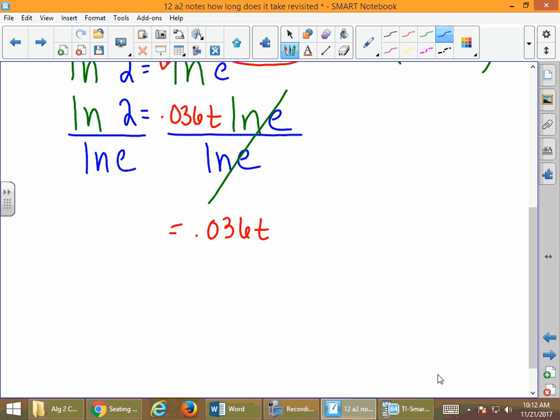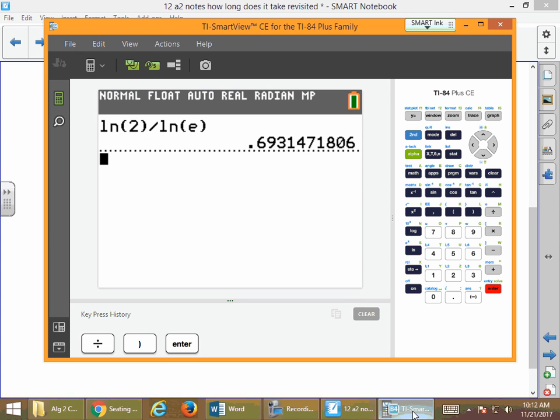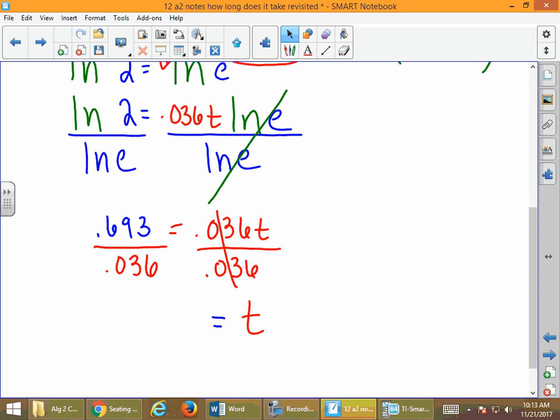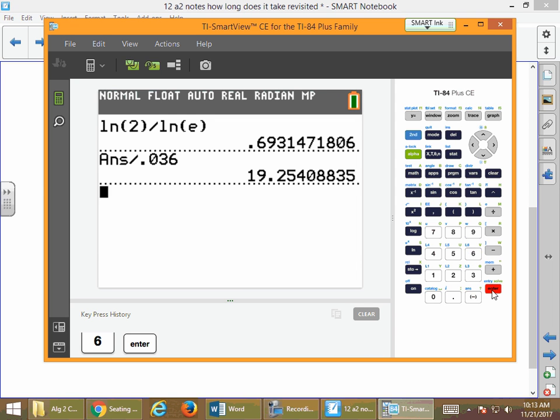So this is 0.693 over here. To finish, it's 0.036 times t. We're going to divide by 0.036. And we already have that number left on our calculator. We're going to type it in. 0.693 divided by 0.036. And when we press enter, we're going to get our value.